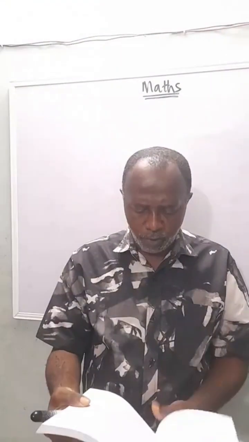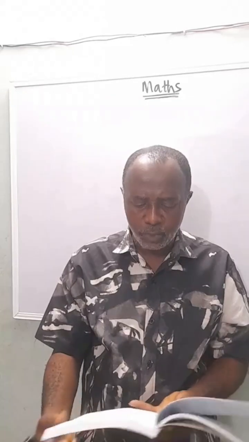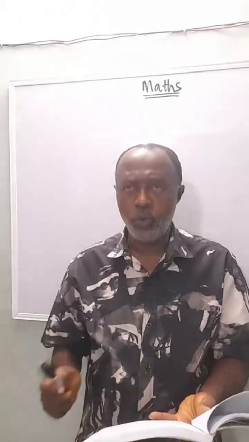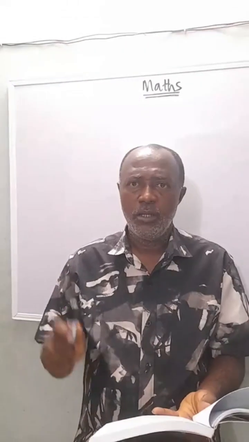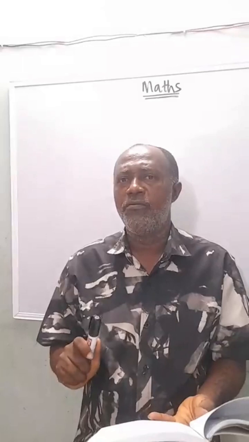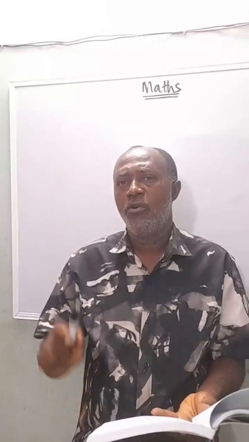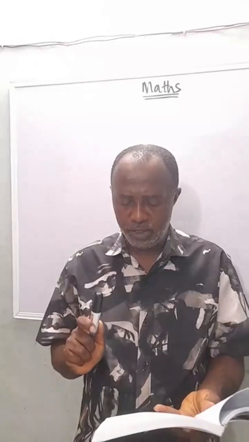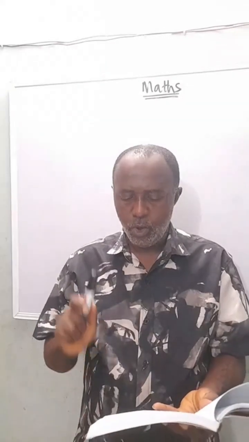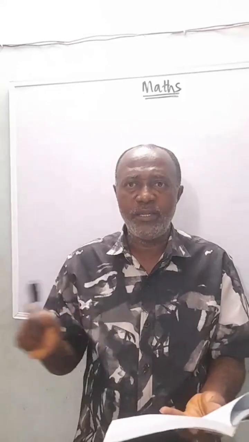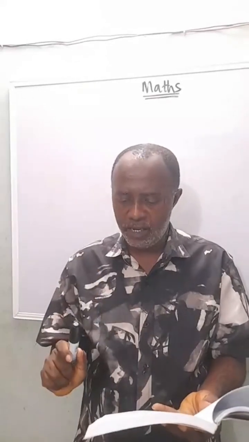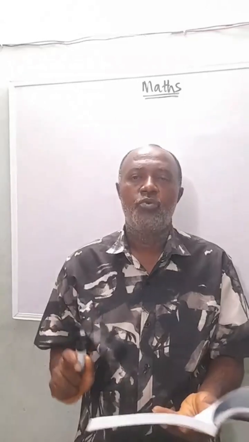I want to solve a question from the textbook. The question goes this way: Find two consecutive positive odd numbers whose squares differ by 32.